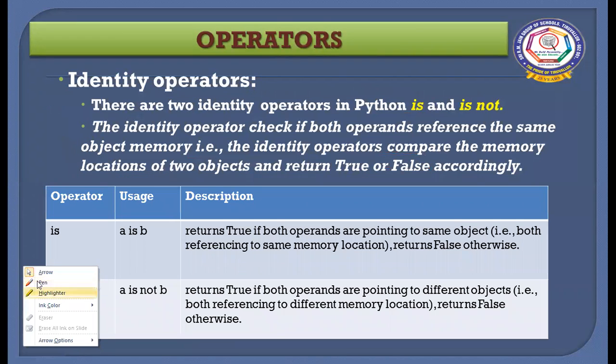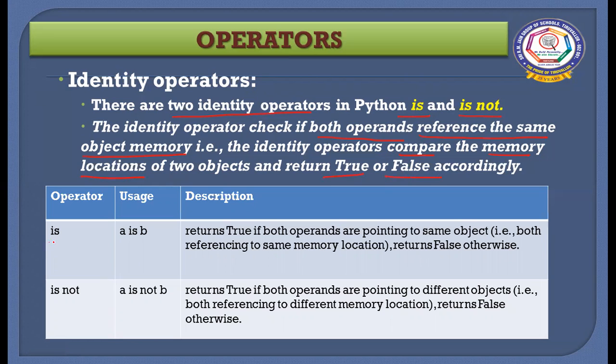Next is your identity operators. There are two identity operators in Python. One is is, the other one is is not. The identity operator checks whether both operands reference the same object in memory. That is, it is not the value; it refers to the object where it has been stored. So the identity operator compares the memory locations of two objects and returns true or false accordingly.